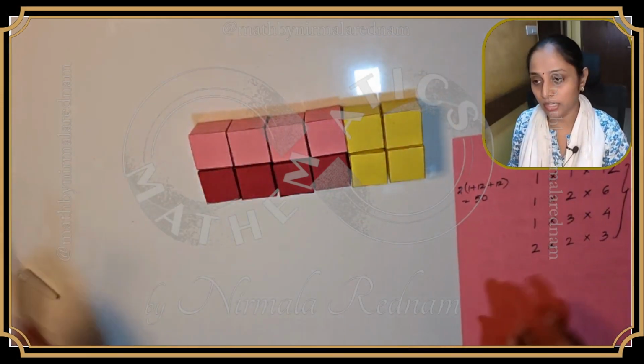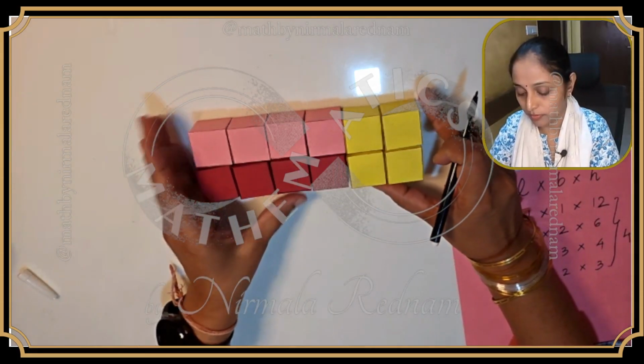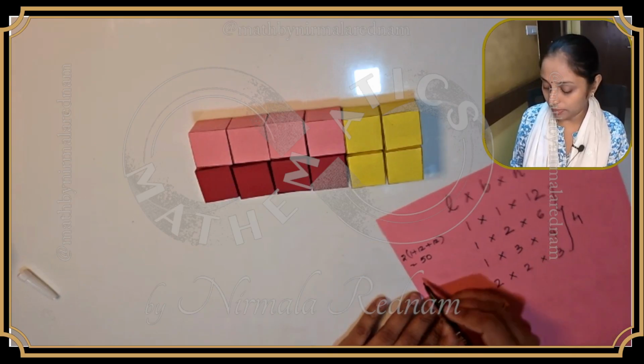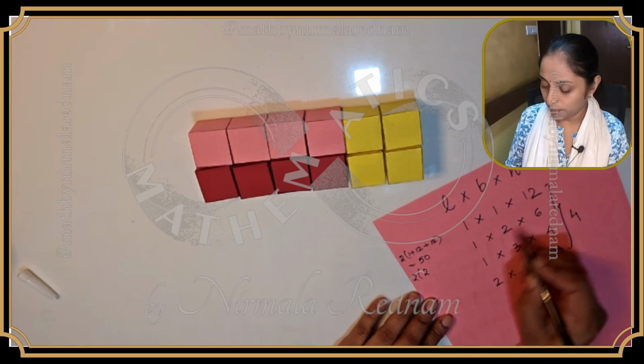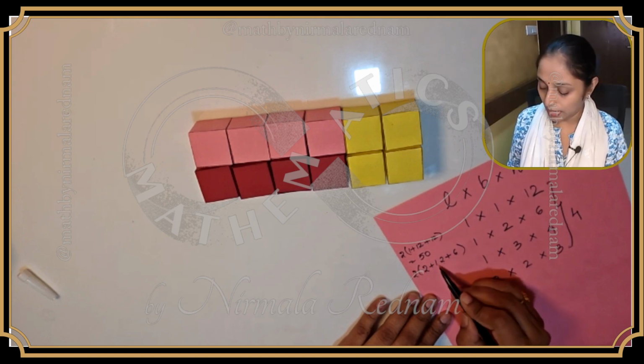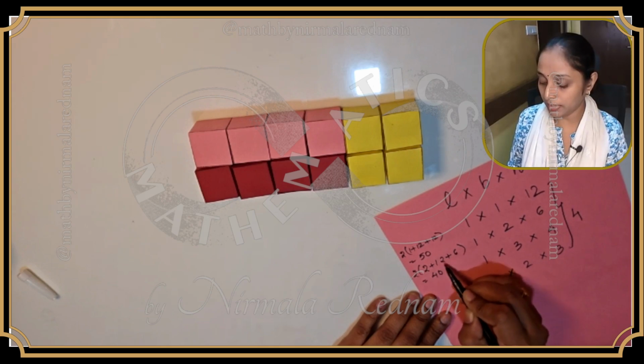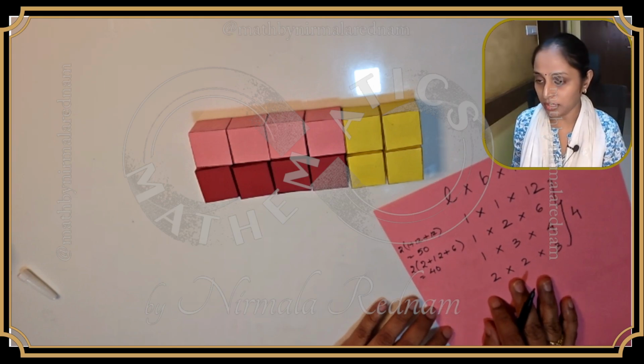So let's look at the surface area of this cuboid. I have LB is 2, BH is 12 and LH is 6, and I have 40 here. 18 plus 2, 20 into 2 is 40 square units.